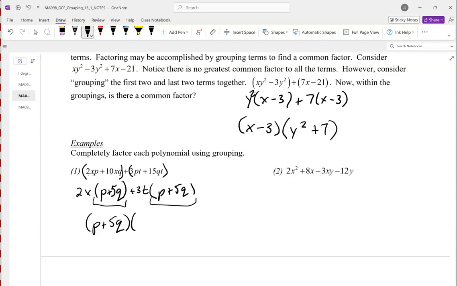What are you left with in the first term? 2x, and the second one, the 3t. Good. And that's as good as it gets as far as we can get for factoring.